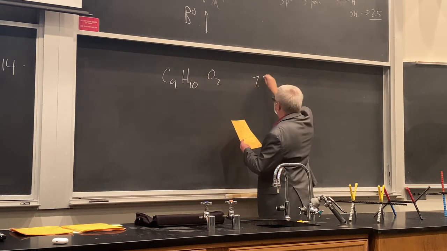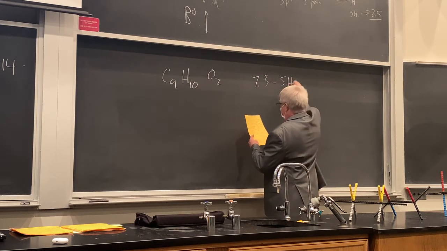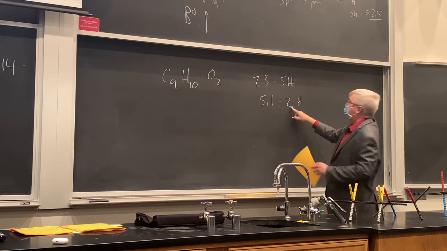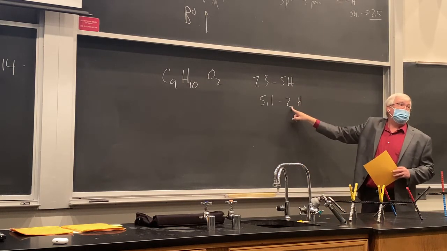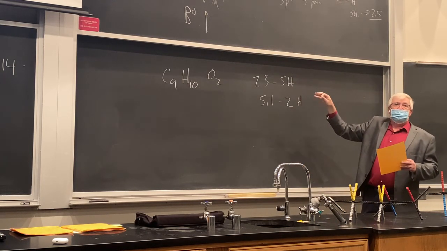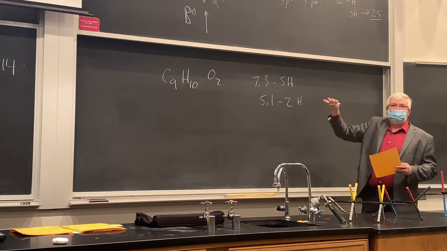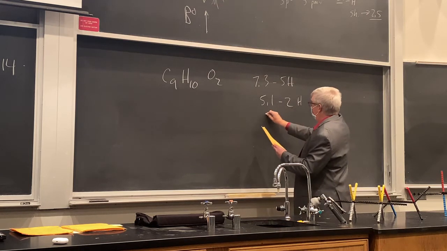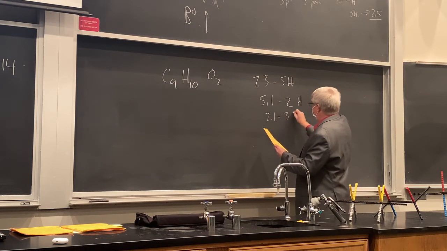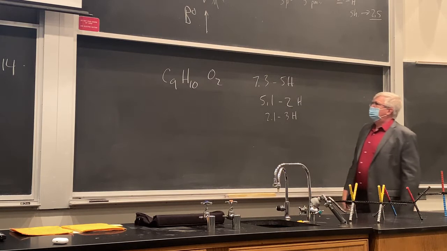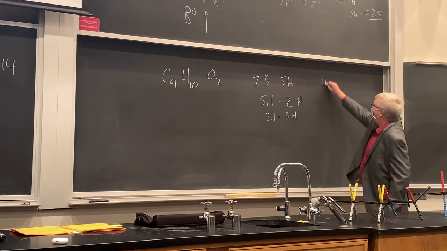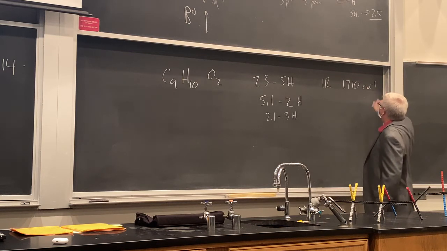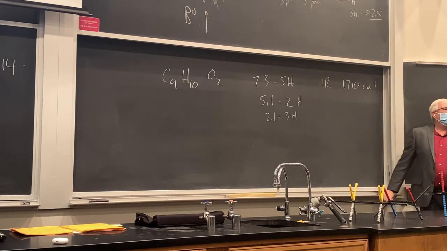It's 7.3. That's the one with 5H. And then we've got 5.1. That's the one with 2H. So I'm doing the integration for you here. We divided by 10. And it wasn't exact, but that gives us a feel for what? The ratio of how many hydrogens are in that signal, right? And then 2.1, 3H. Okay. So what are we going to do here for this? Oh, IR. IR, 1710 inverse centimeter. Okay. So what do we probably have here?